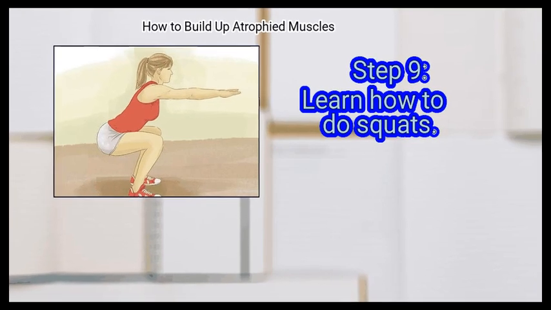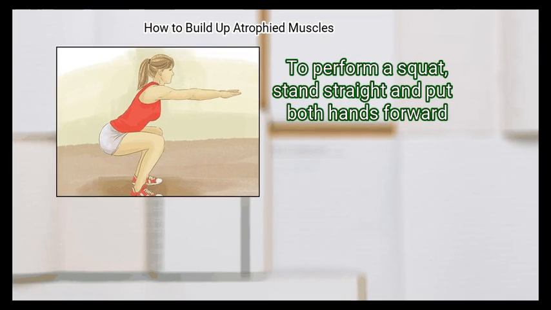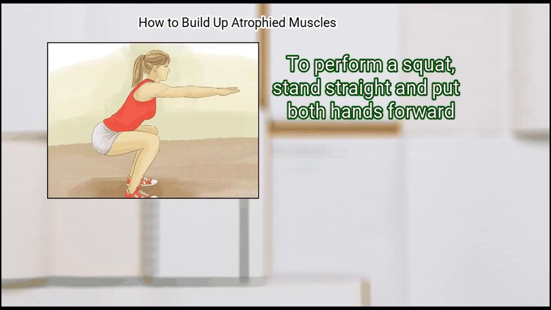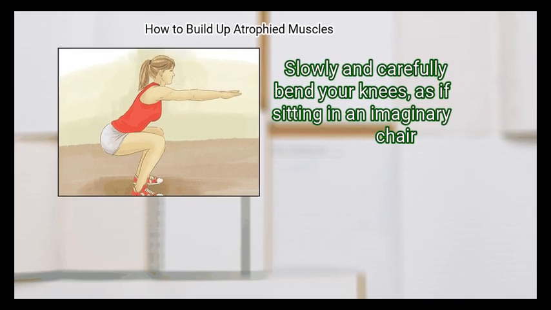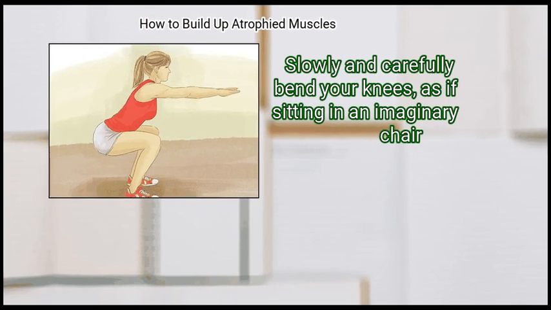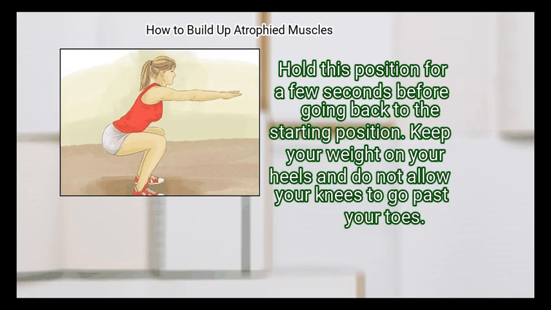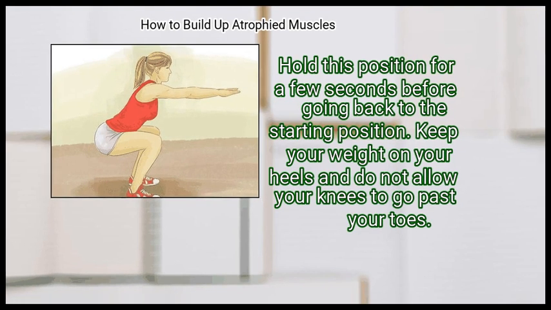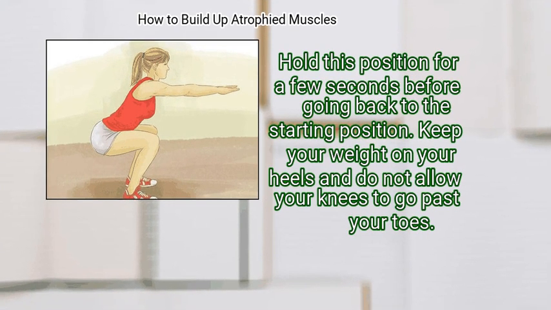Step 9. Learn how to do squats. To perform a squat, stand straight and put both hands forward. Slowly and carefully bend your knees, as if sitting in an imaginary chair. Hold this position for a few seconds before going back to the starting position. Keep your weight on your heels and do not allow your knees to go past your toes.